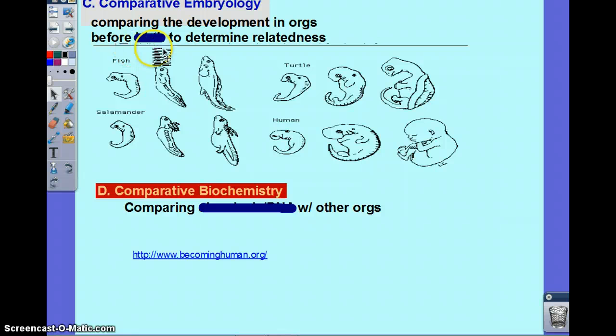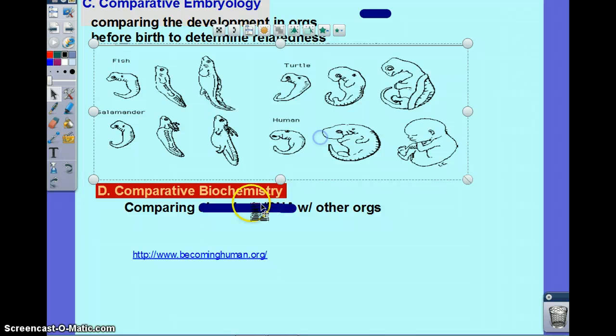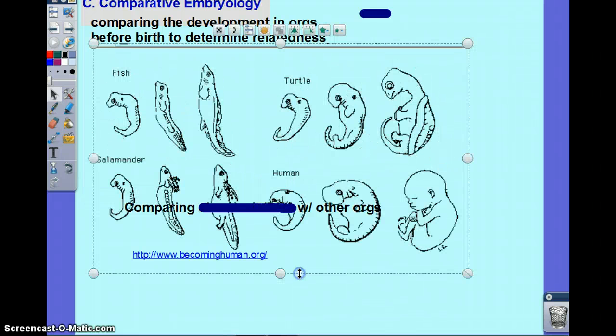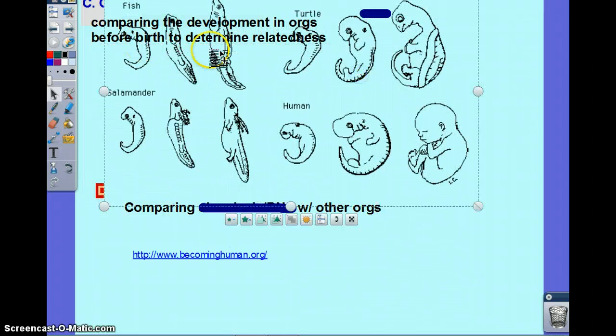Comparing embryology is another way that scientists prove evidence of evolution. You basically compare organisms before birth. So if you look, here's a picture of a fish, a turtle, a salamander, and a human. And at the first stage of development, we actually are identical. It's not until about the second stage where you see a difference between us and a fish, but the major difference doesn't happen until the last stage of development.